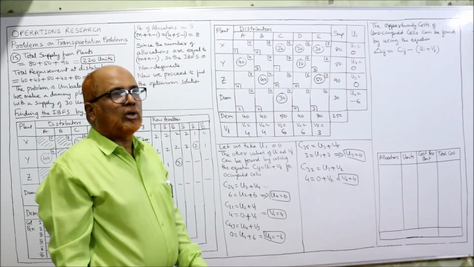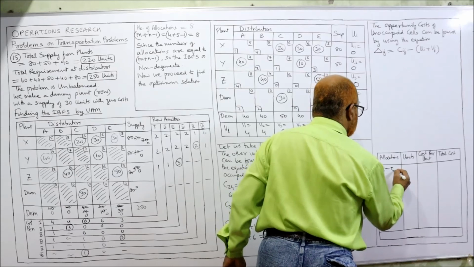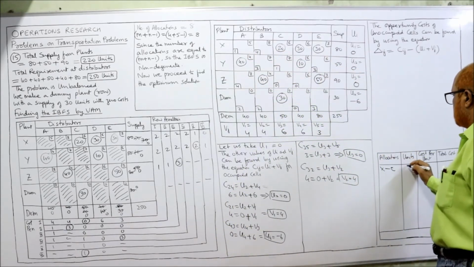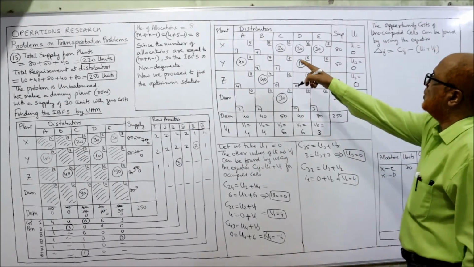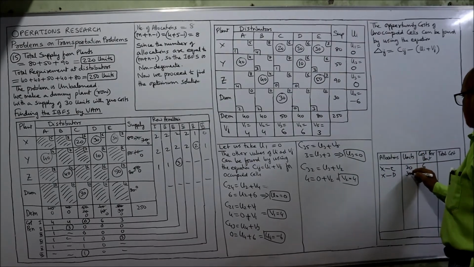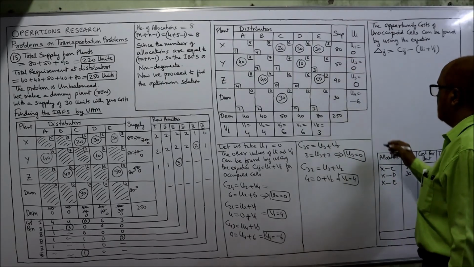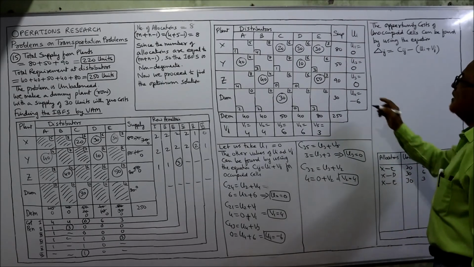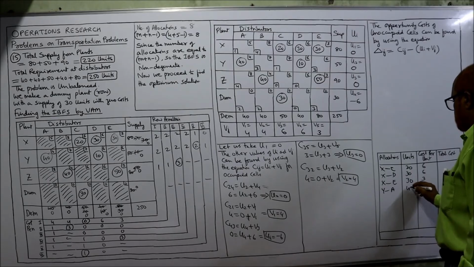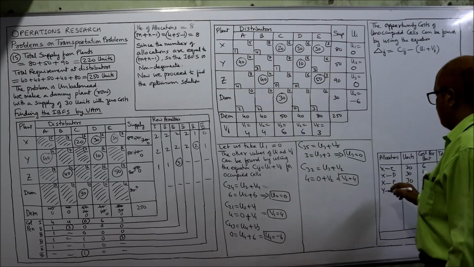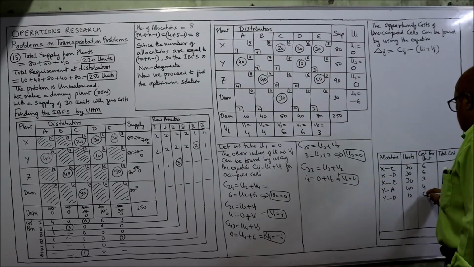Now what are the allocations and the total minimum cost? X to C, 20 units, 6 rupees. X to D, 30 units, 6 rupees. Then X to E, 30 units, 3 rupees. Then Y to A, 40 units, 4 rupees. Then Y to D is 10 units, 6 rupees.